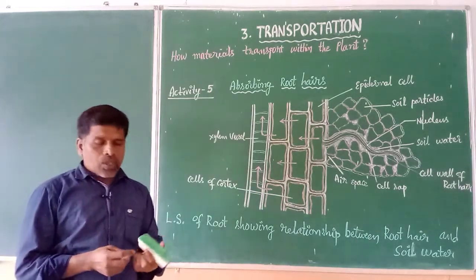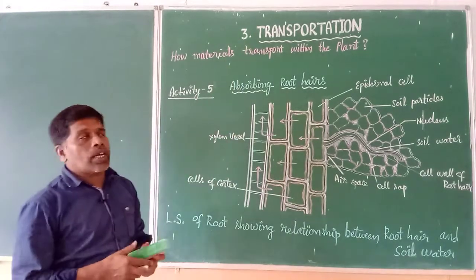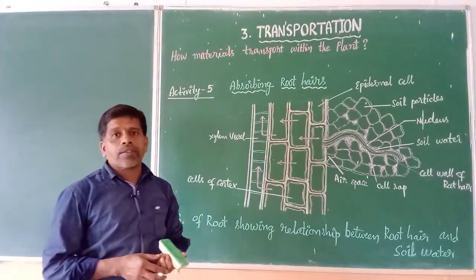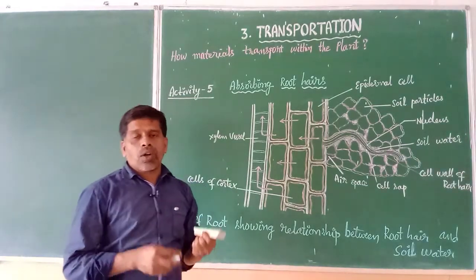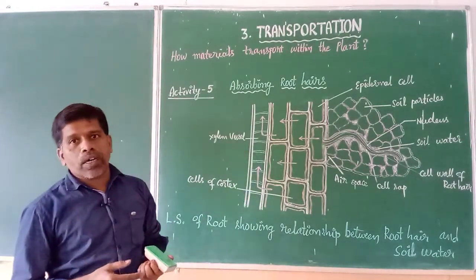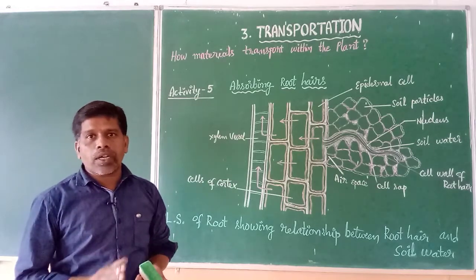Online classes. So we are dealing with the third chapter, transportation. In our earlier class we have seen how transportation takes place in the human being, that is in animals. Okay, so we have got a well developed system. So the heart is the main organ, it pumps the blood, it carries the blood to different parts of the body. Okay, and that is how we have seen transportation in animals.